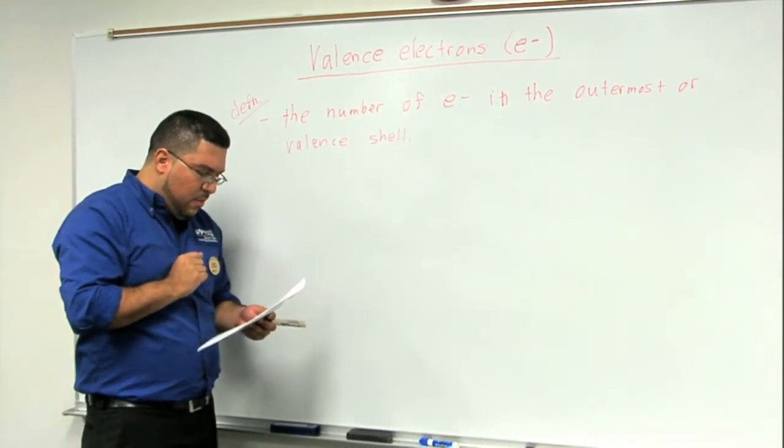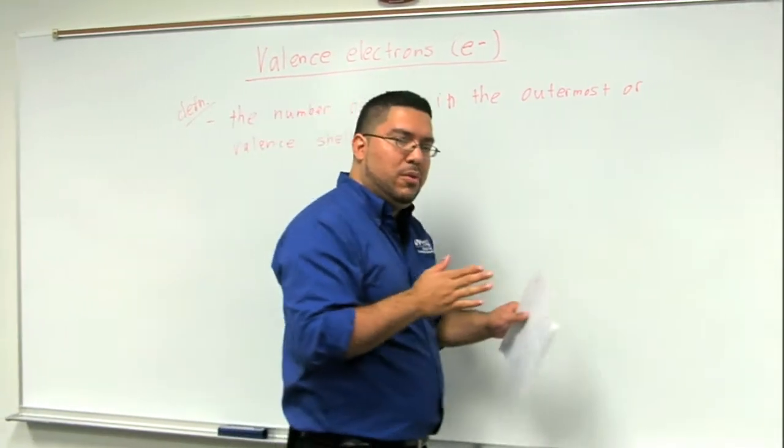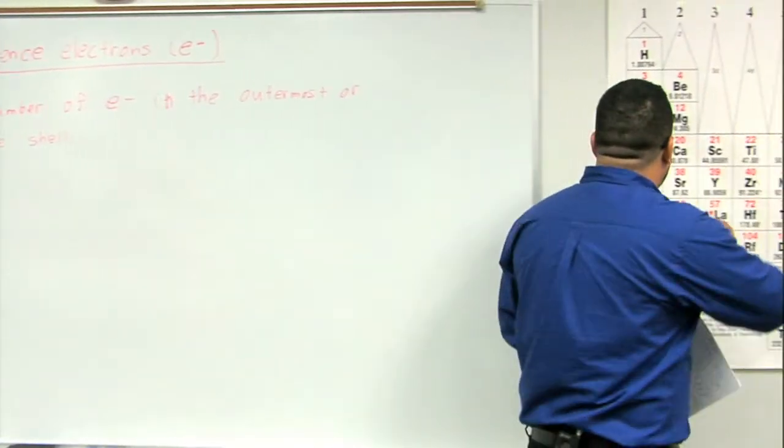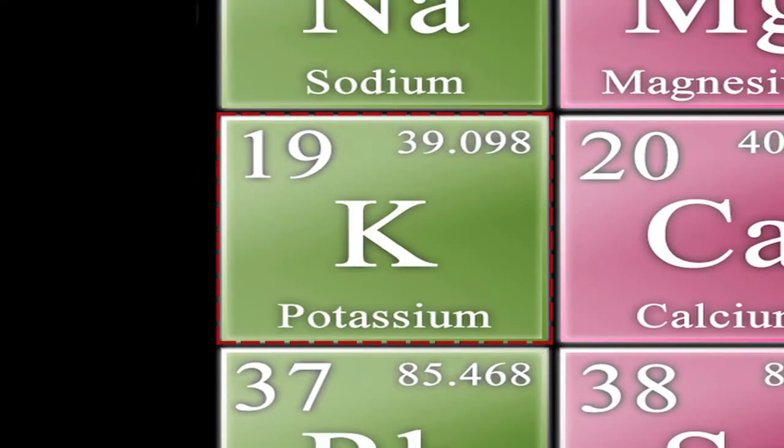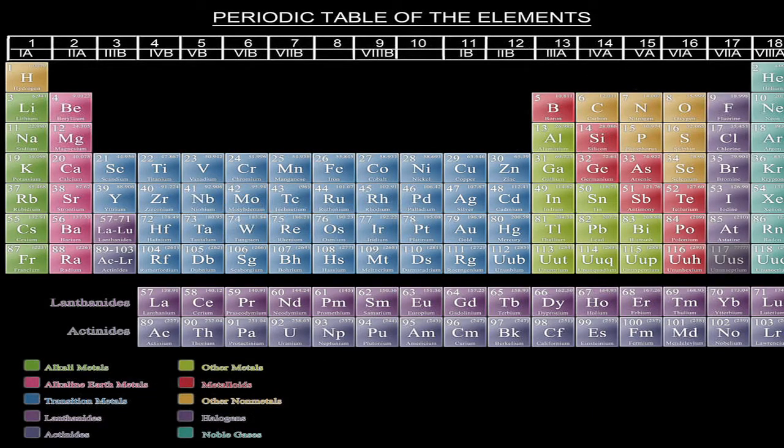If we want to get a better idea of that, we can look, for example, over here at potassium. Potassium has a total number of 19 electrons, correct? But we're not interested in the 19 electrons. We're only interested in the outermost electrons in its valence shell. So how do we determine that? Well, you just simply have to look at what group it's in. Potassium is in group 1A, so that would mean that it actually only has one valence electron.